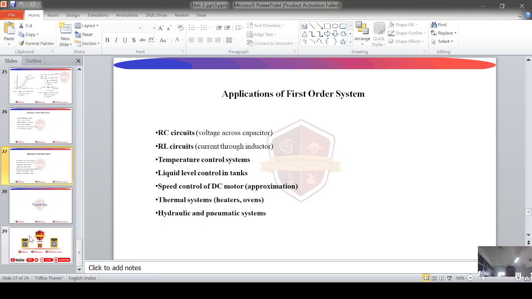Applications of first order systems. First order systems are used in RC and RL circuits, temperature control systems, liquid level control, speed control of DC motors, and thermal systems.